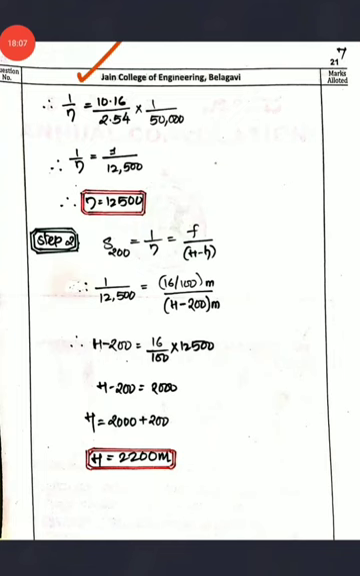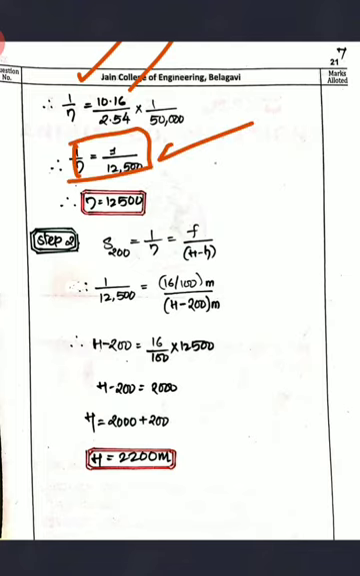Now 1/n is equal to 10.16 divided by 2.54, and the denominator 1/50,000 we bring to this side. So it is 1 divided by 50,000 multiplied by photo distance divided by map distance. So 1/n is equal to 1/12,500. This is the photo scale that was required. So we got the photo scale, 1/n equals 1 divided by 12,500.